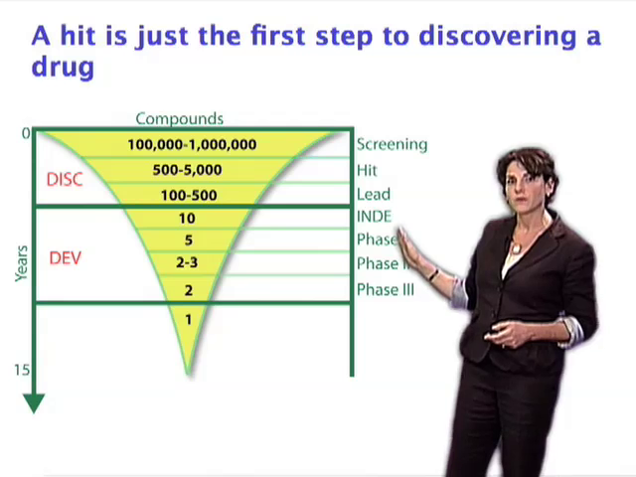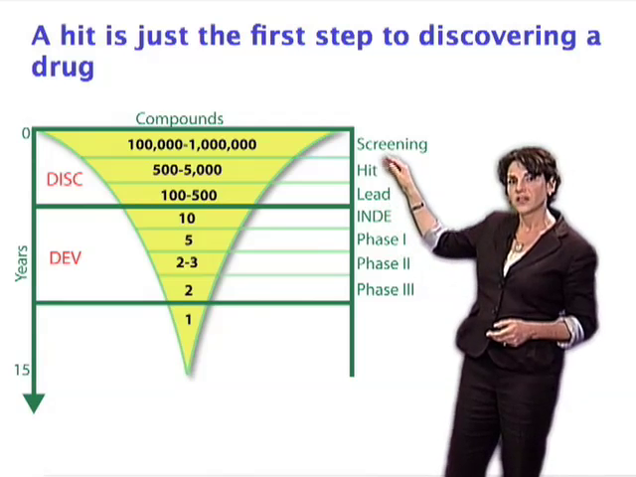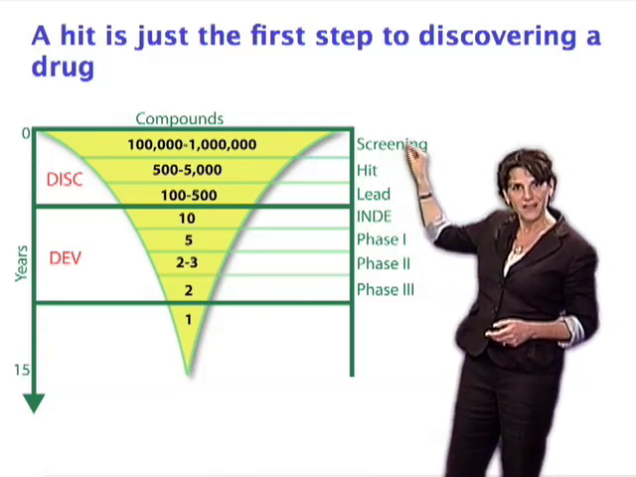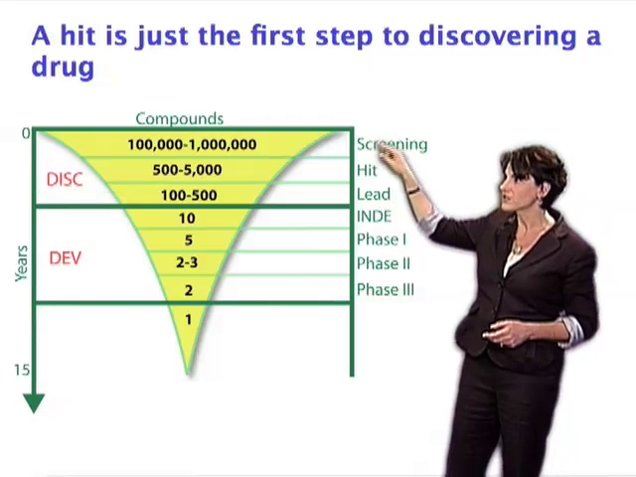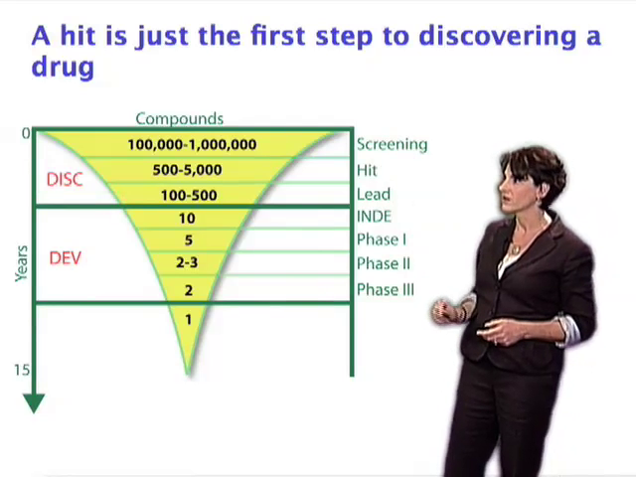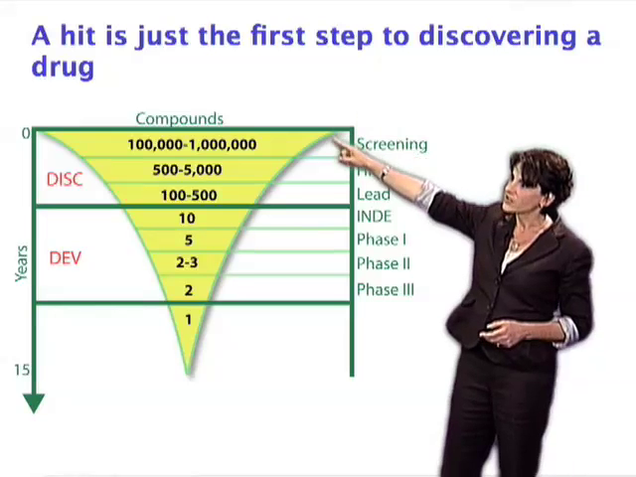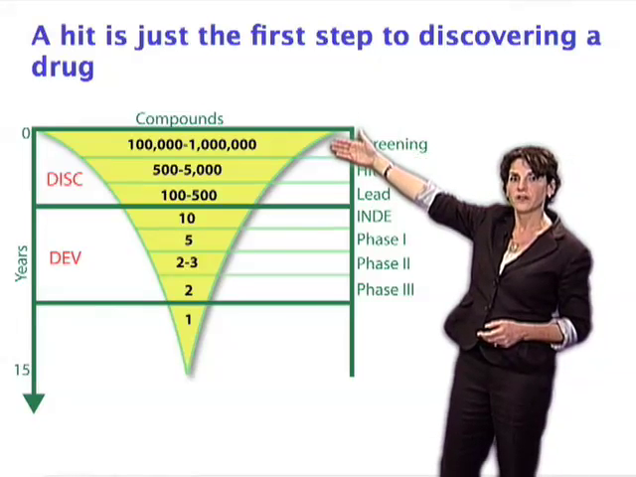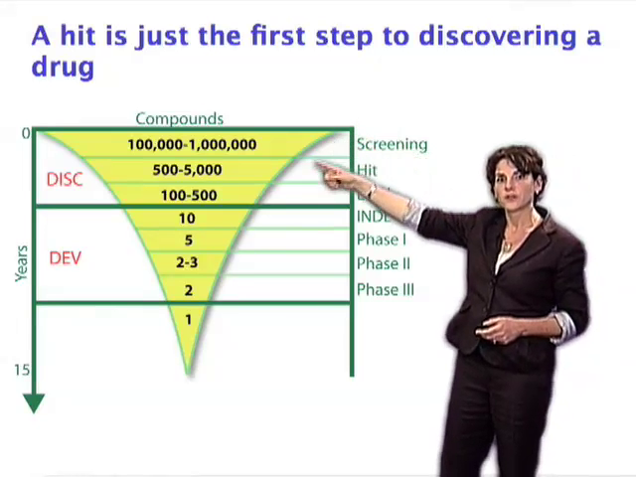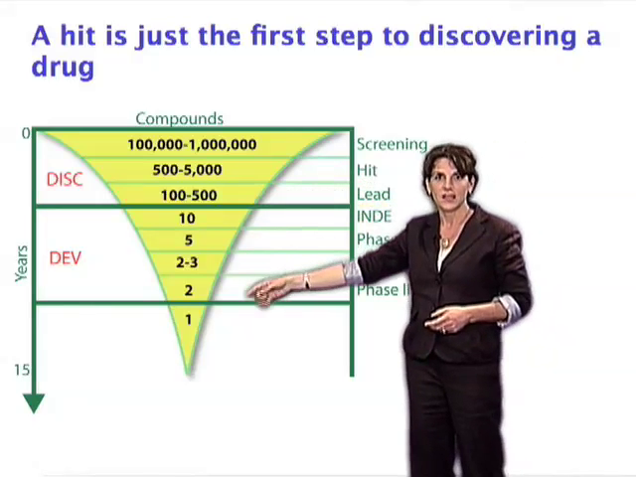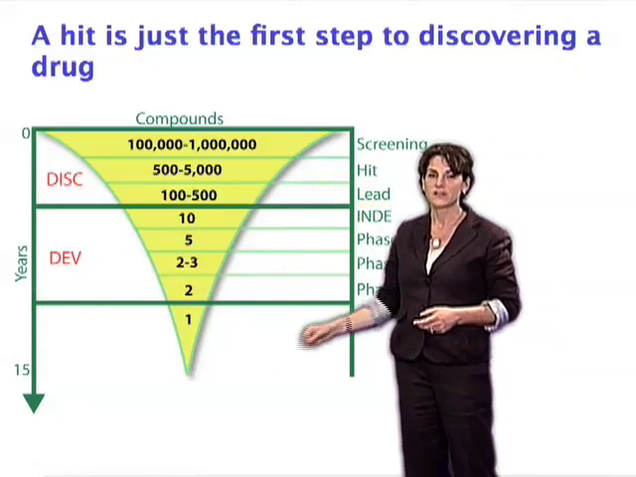So just to go back to where we started, hit identification takes some time, and there are a lot of experiments that go into it, but it's just the first step to discovering a drug. So if we start here with 100,000 to 1 million compounds, we really want to make sure that what's going through this funnel has a chance of being successful at the end.